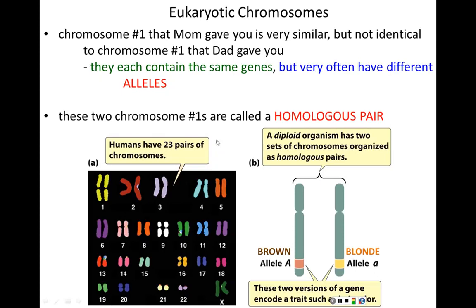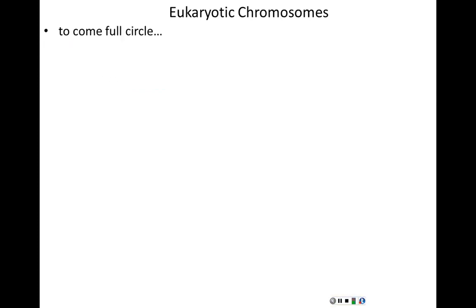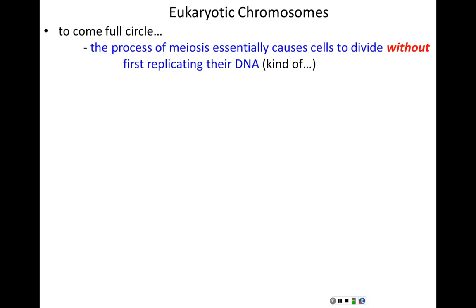But this term homologous pair means that the two chromosomes that you get, one from mom and one from dad, are extremely similar but not necessarily identical. So let's come full circle. Let's go back to these ideas of meiosis and mitosis. The process of meiosis, to boil it down almost to the point of inaccuracy, takes a cell in a human being and has that cell divide without first replicating the DNA.